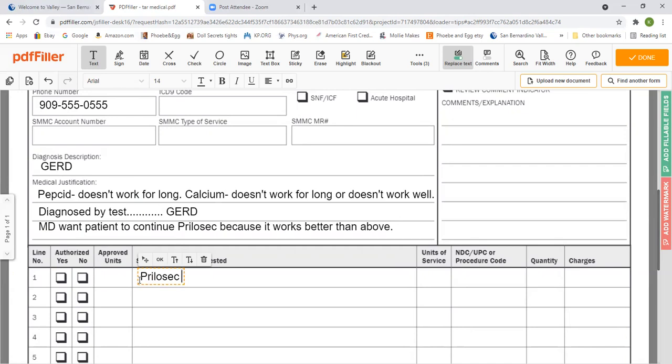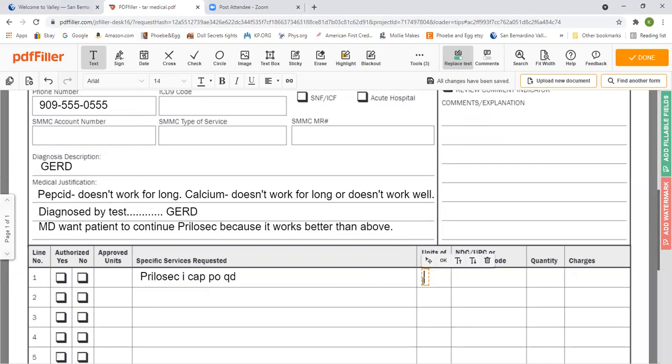and you can do the pharmacy notation, 1 capsule by mouth every day. And if this is too long to write, you can take a couple of lines to do this, okay? Units of service are how many times you want this refilled.